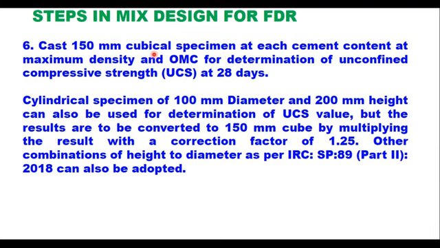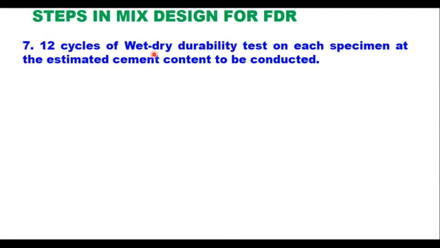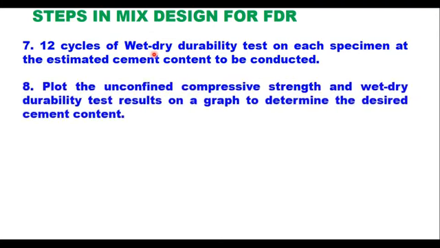Then the seventh step is to carry out 12 cycles of wet and dry durability test on each specimen at each cement content. And then you find out what is the loss in the weight after wet and dry. Then we make a plot between the unconfined compressive strength and cement content and wet and dry durability test result versus cement content on graph papers to determine the desired cement content.